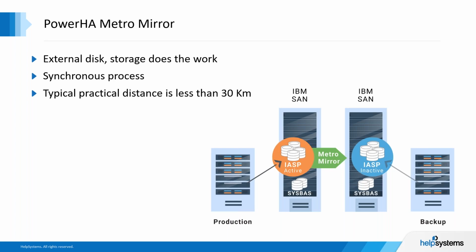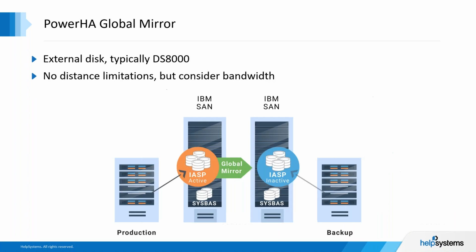Metro Mirror is an external storage replication technology where the storage does the work of the replication, and then PowerHA integrates this with the IBM i. So all of your independent ASP data is on the external storage. This is synchronous, which is, again, giving you that best recovery point possible.